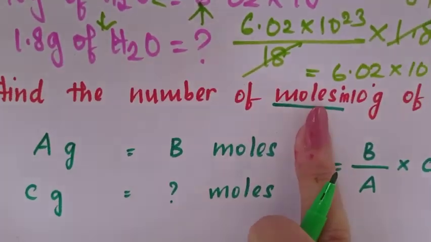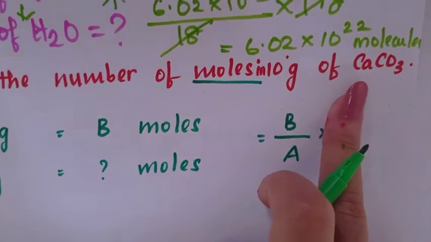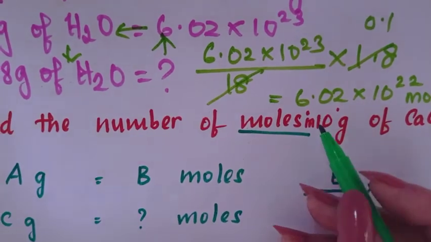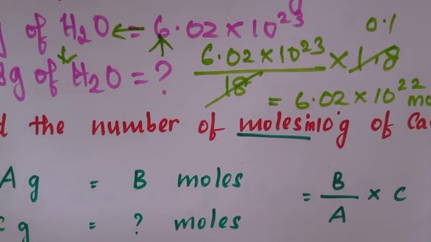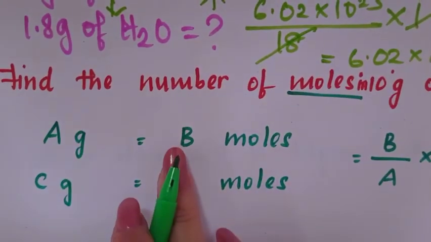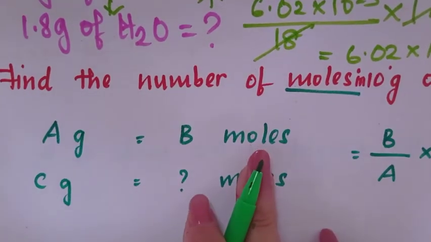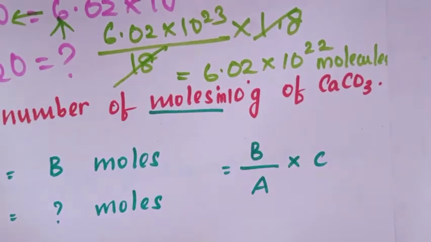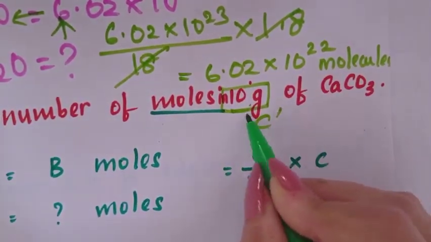Find the number of moles in 10 gram of calcium carbonate. Now here you have to find the number of moles, not molecules. So here what you have to understand is, we should not calculate molecules. We should calculate moles, in 10 gram of calcium carbonate. This is the C value which is given.